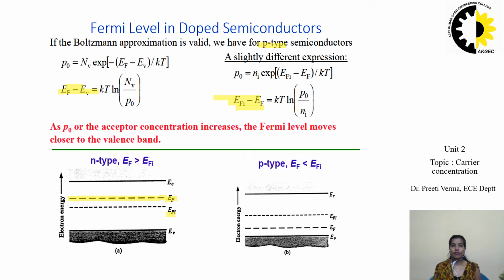Similarly, if we see it for a P-type material, then this Efi is the intrinsic Fermi level and this Ef is the Fermi level of the doped semiconductor. So for a p-type material, the Fermi level of the doped semiconductor is lying towards the valence band, while in case of the doped n-type semiconductor, this Fermi level is lying towards the conduction band energy level.